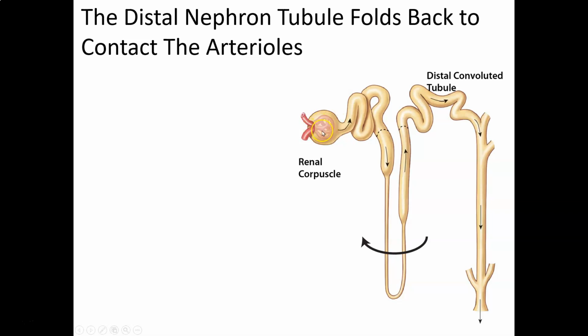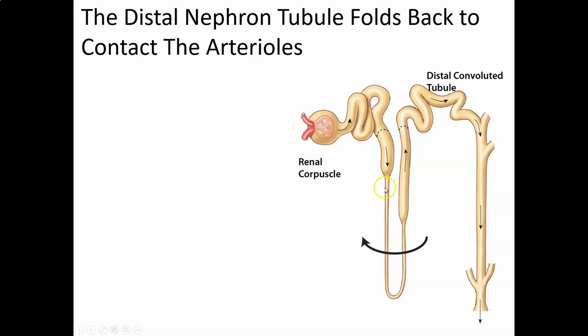And there's 2 parts to Bowman's capsule: the visceral layer that covers the glomerulus, and the parietal layer, that's the outside cup to direct fluid. And then for the renal tubules, the first part is called the proximal convoluted tubule, the PCT. The next part is called the loop of Henle, right? The loop of Henle has the descending limb that goes down.